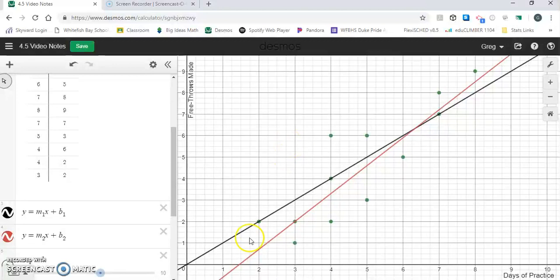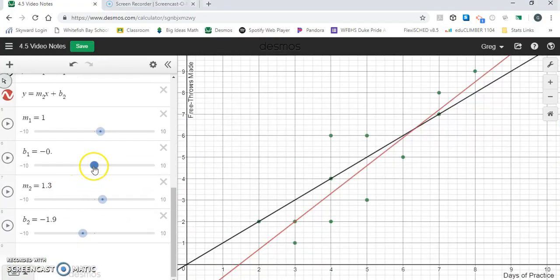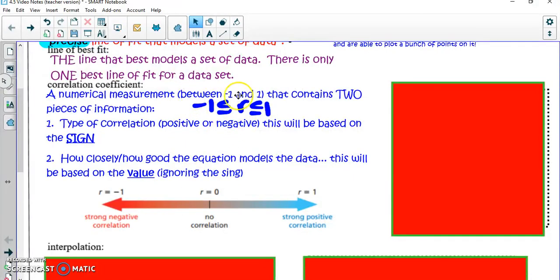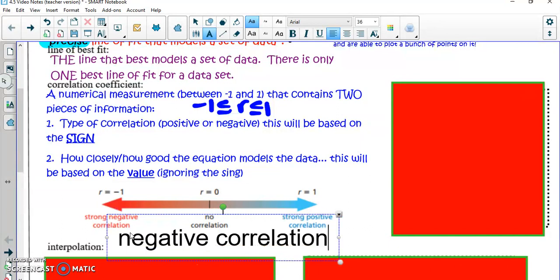So for example, if I have an equation that models it really, really well, the correlational coefficient will tell me that. If I have a line, like this one here in orange or in black, that clearly doesn't model the data, the correlational coefficient would give me a number that tells me that. So again, it goes between -1 and 1, and there's two things we have to look at here. The sign of it, whether it's positive or negative, tells us the type of correlation. So if it's a negative number, then we have negative correlation.